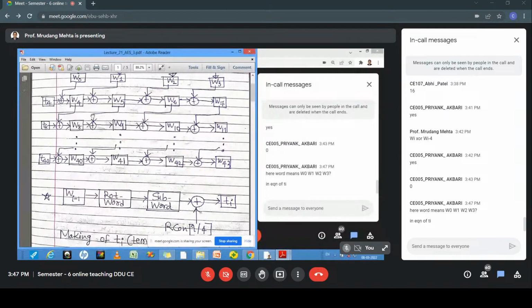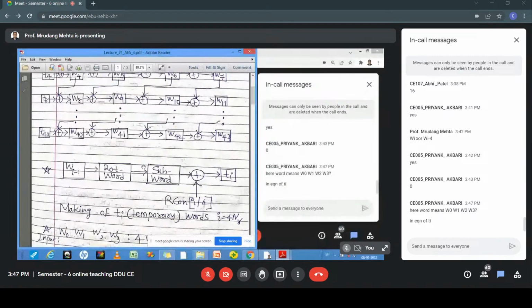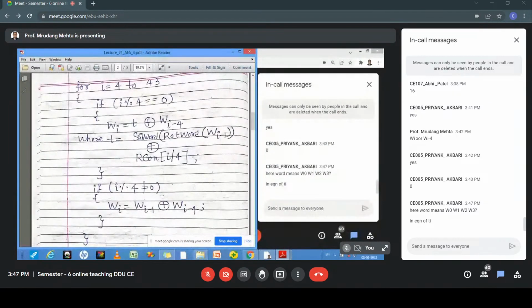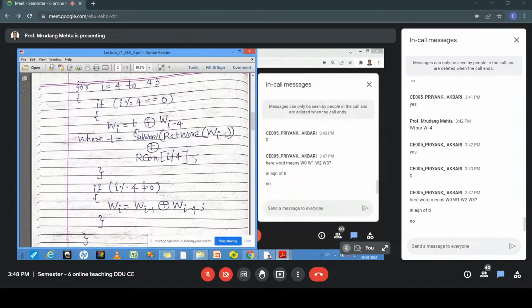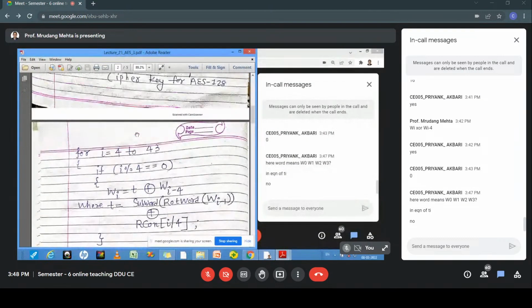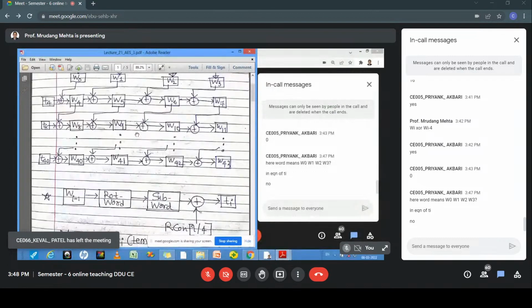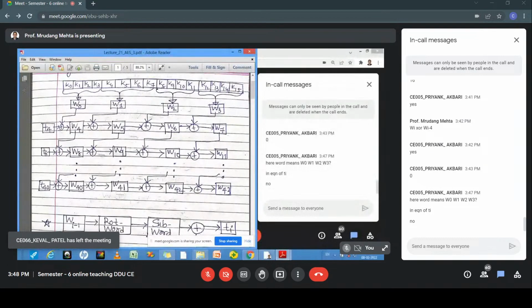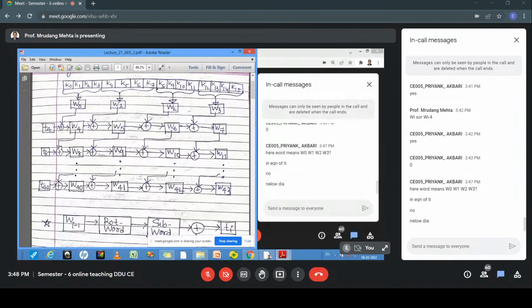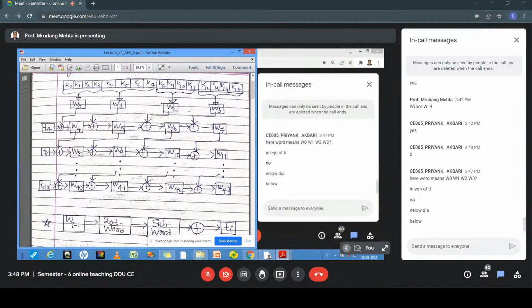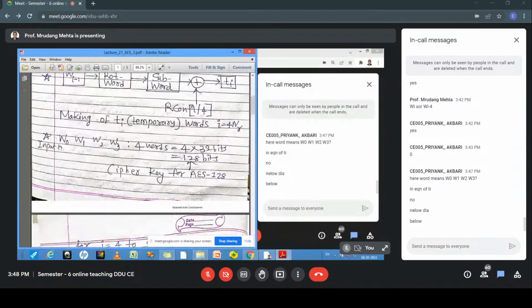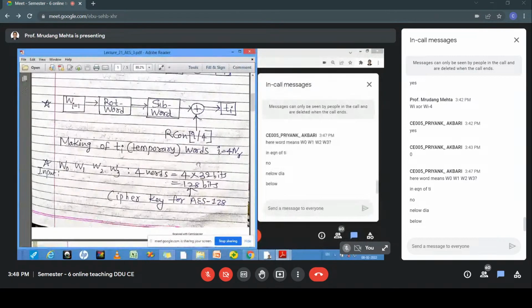In the equation of Ti, yes. So in the equation of, you mean this one? So Wi is equal to T. So where? In this diagram? Yes, Priyank, you can. This one?